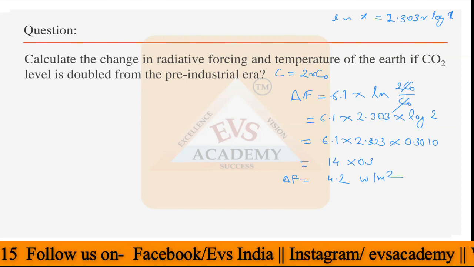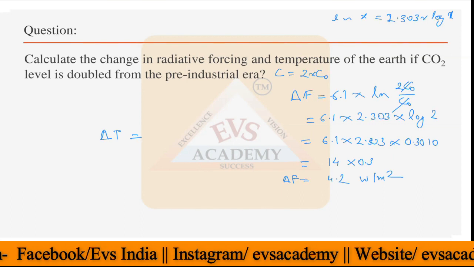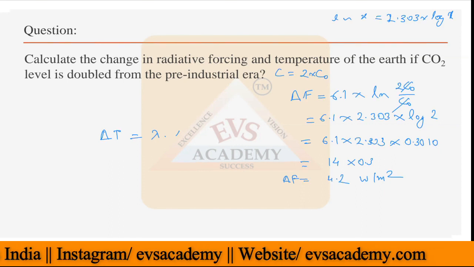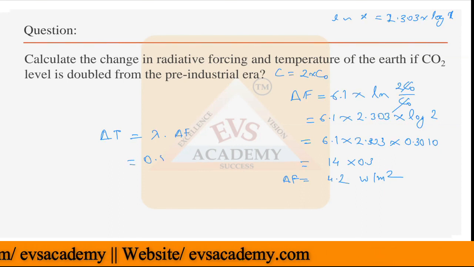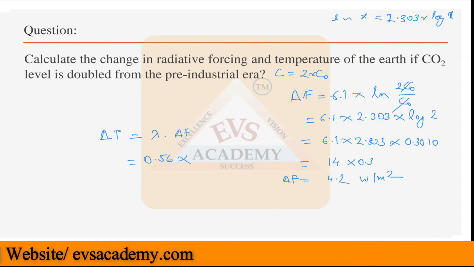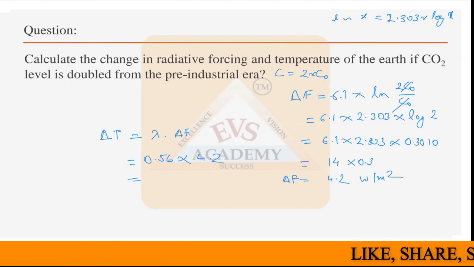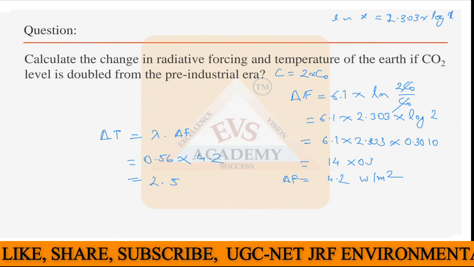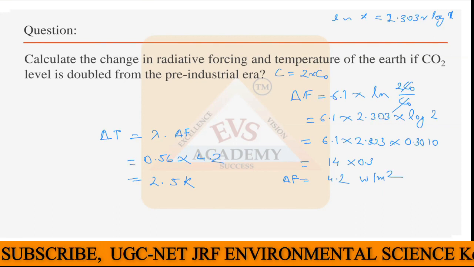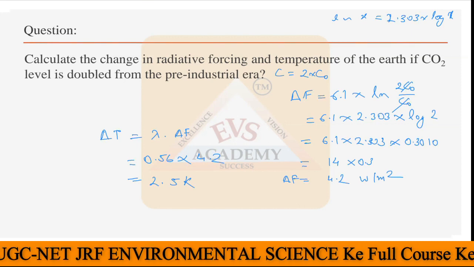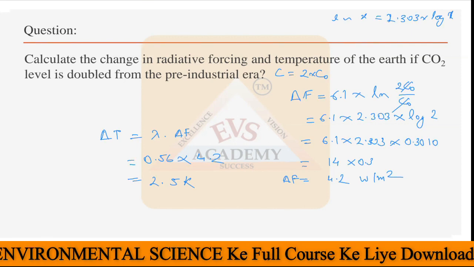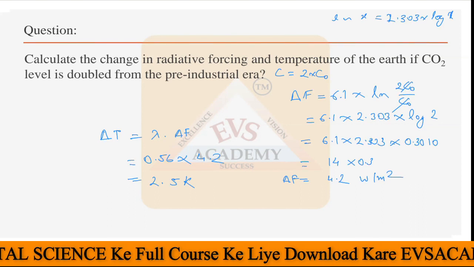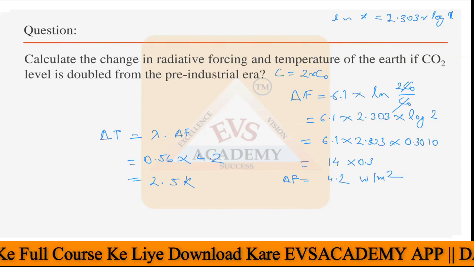Now you have to calculate the delta T. Delta T is equal to, as we have seen, lambda multiplied by delta F. Lambda value is fixed at 0.56, multiplied by the delta F that you have calculated, which is around 4.2. So this would be approximately 2.5, and you will get this value in Kelvin. Degree Celsius or Kelvin, you can say both, no problem at all, because in the relationship of degree Celsius and Kelvin, the difference is the same.